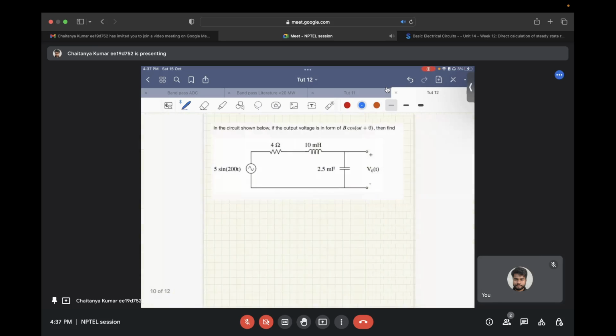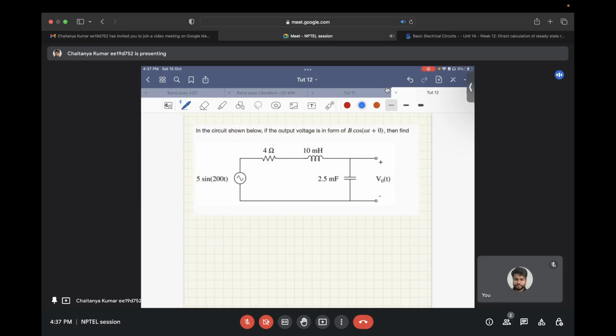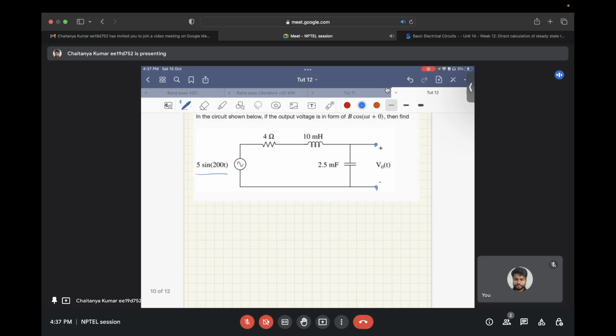Okay, so let's move to the next question. Now, in this question, again, you need to find the output voltage for a sinusoidal input. In this case, first of all, you should see what the natural frequency is. The natural frequency in this case is 1 upon root under LC. So this is a second order low pass filter, and the natural frequency for this will be 1 upon root under LC.